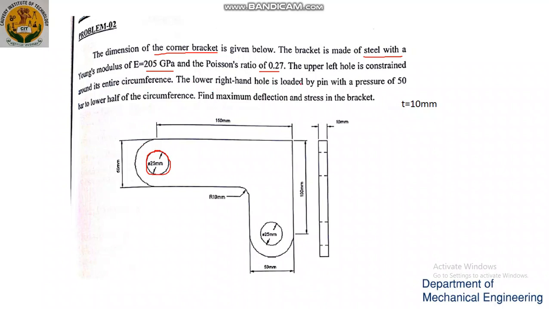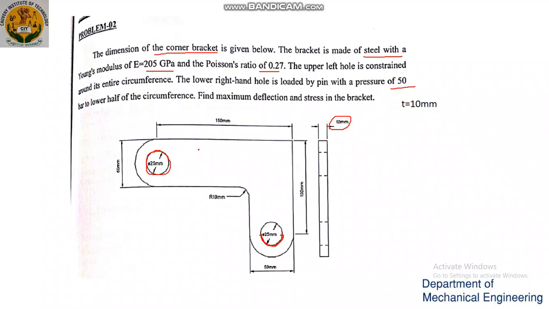The lower right hole is loaded by a pin with a pressure of 50 bar to the lower half of the circumference. That means only this lower half of the circumference is loaded with 50 bar of pressure. Find the maximum deflection and stress in the bracket. The bracket thickness is 10 mm, so they have given that here.